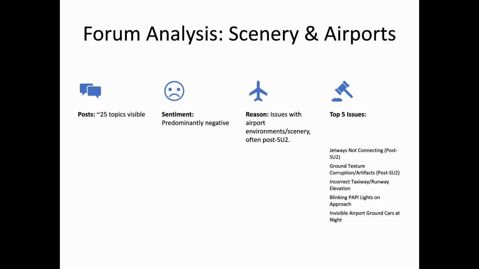I do think that the second one was possibly fixed, because there was something mentioned in the release notes. So let's see if it's still there after Sim Update 2 beta 3. Then also the incorrect taxiway and runway elevation was an issue which was reported, as well as the blinking PAPI lights on approach. Normally the PAPI lights are burning continuously, but they were blinking. I also saw it, kind of weird. So let's see if that's fixed.